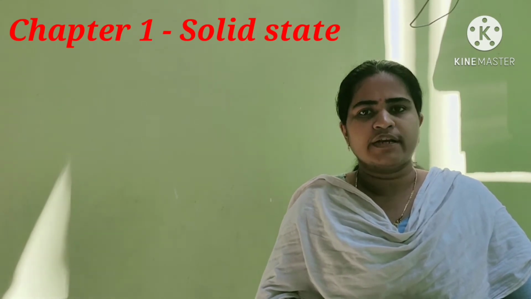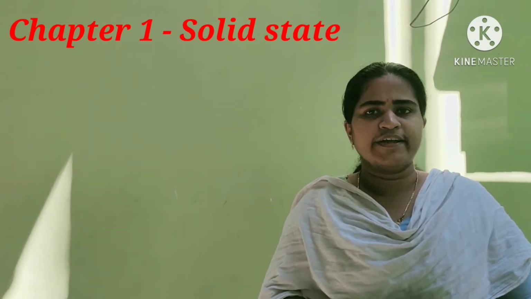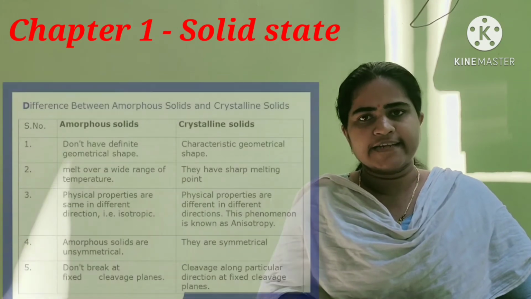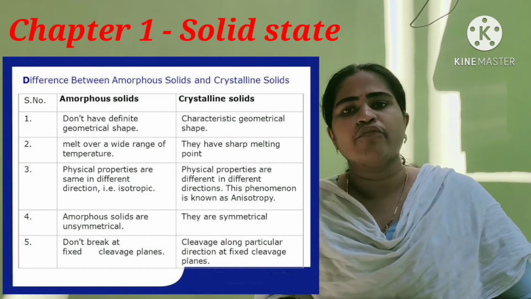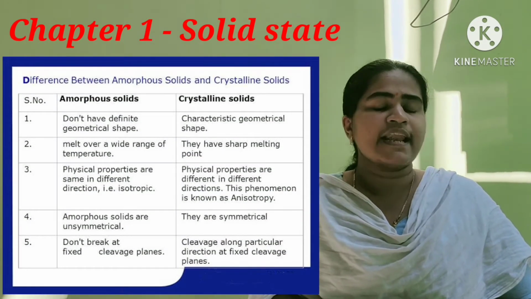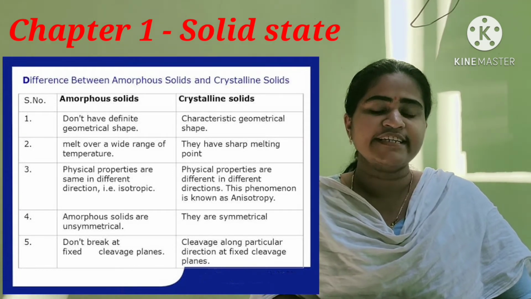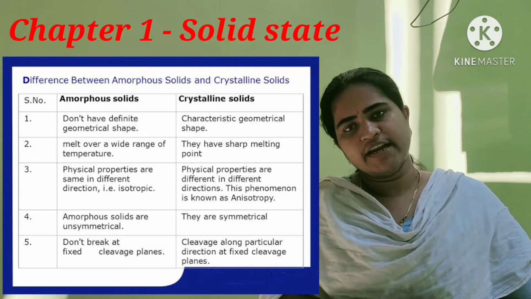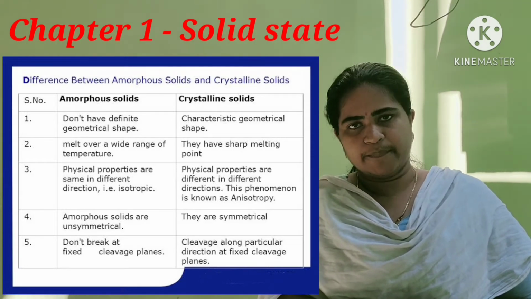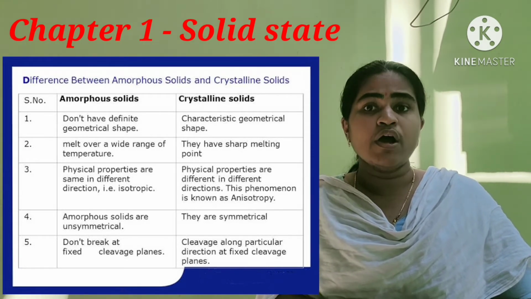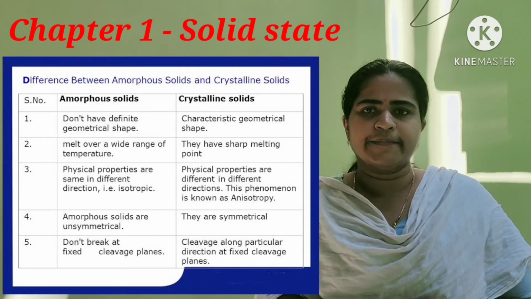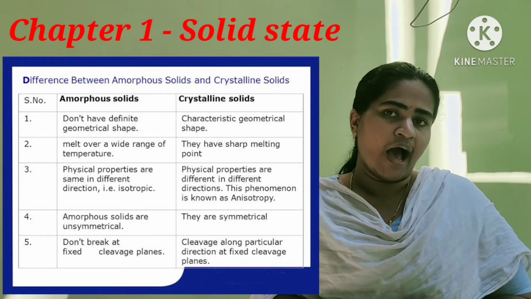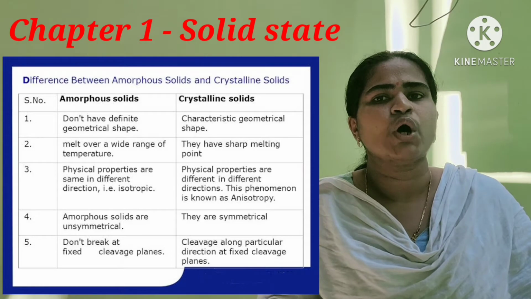According to the geometry, solids can be classified into 2 types: crystalline solids and amorphous solids. Crystalline solids have a definite geometry. Amorphous solids do not have a definite geometry. Crystalline solids have long range order. Amorphous solids have short range order.